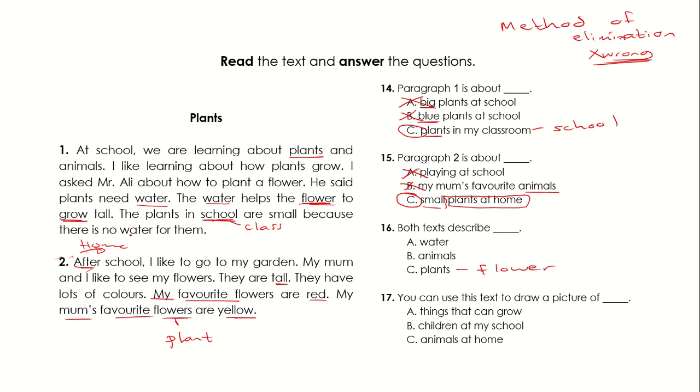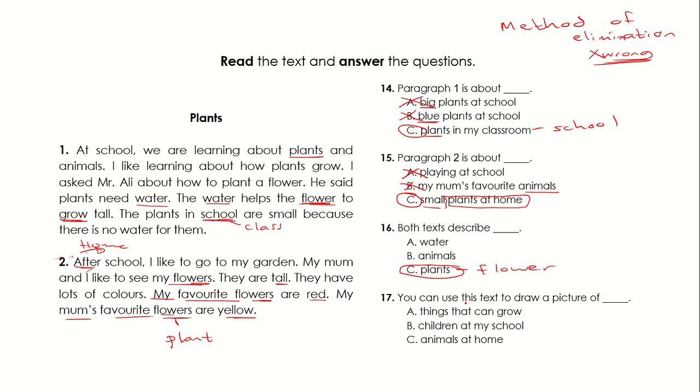And here it says, after school, I like to go to my garden. My mom and I see lots of my flowers. They are tall. They have lots of colors. My flowers are red. My mom's flowers are yellow. So they are talking about plants, your flower. So for this type of question, where we are just looking for something that both texts are about, look for the idea that is the same in both of them. It may even be a sentence that they give you in the exam, not only a word.